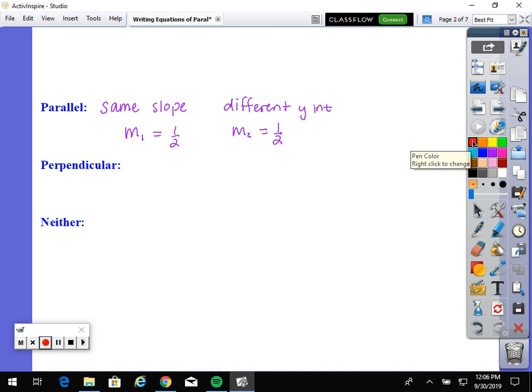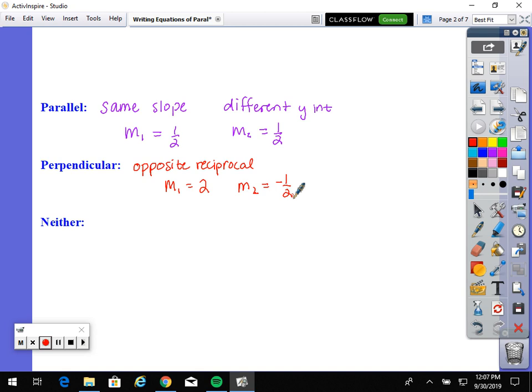If they're going to be perpendicular, they have slopes that are opposite reciprocals. And what that means is to change the sign and flip the fraction. They could have different or the same y-intercept. So if the slope of line 1 was 2, the slope of line 2, its perpendicular line, would be -1/2. So opposite means change the sign. Reciprocal means flip the fraction.